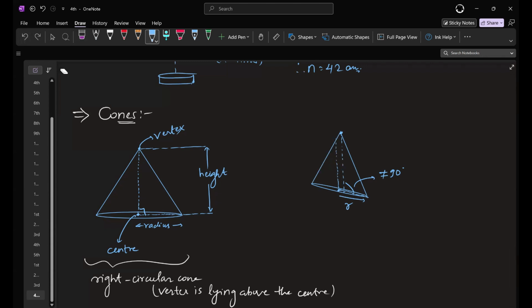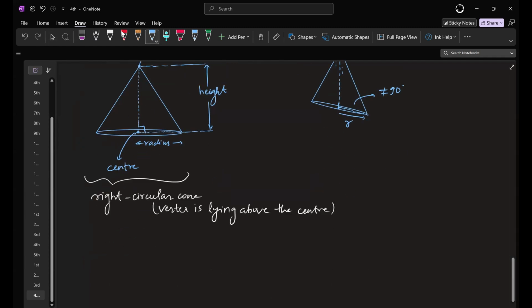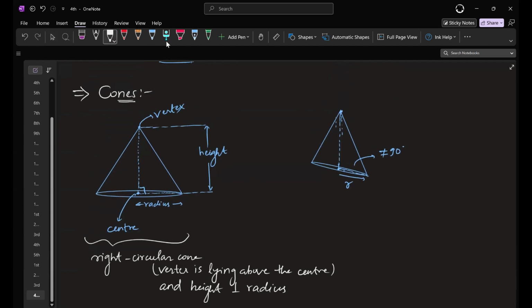Okay. For example, the vertex is indeed lying over the radius. Okay, write it over here. And the height is perpendicular to the radius. This is also one condition. Okay, let's say even if it were lying over the center, and if still this angle is not equal to 90 degrees, then again this will not be called a right circular cone.